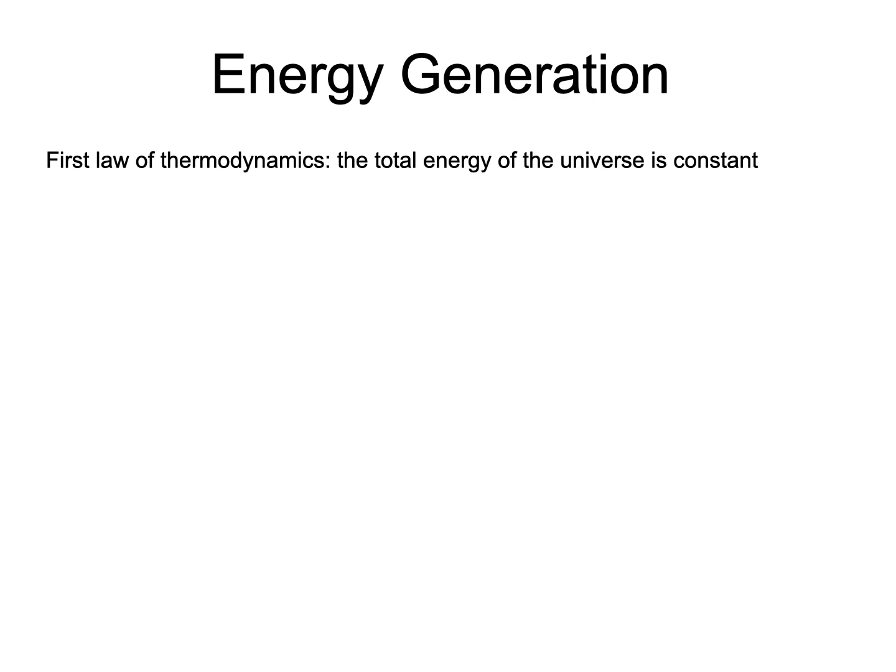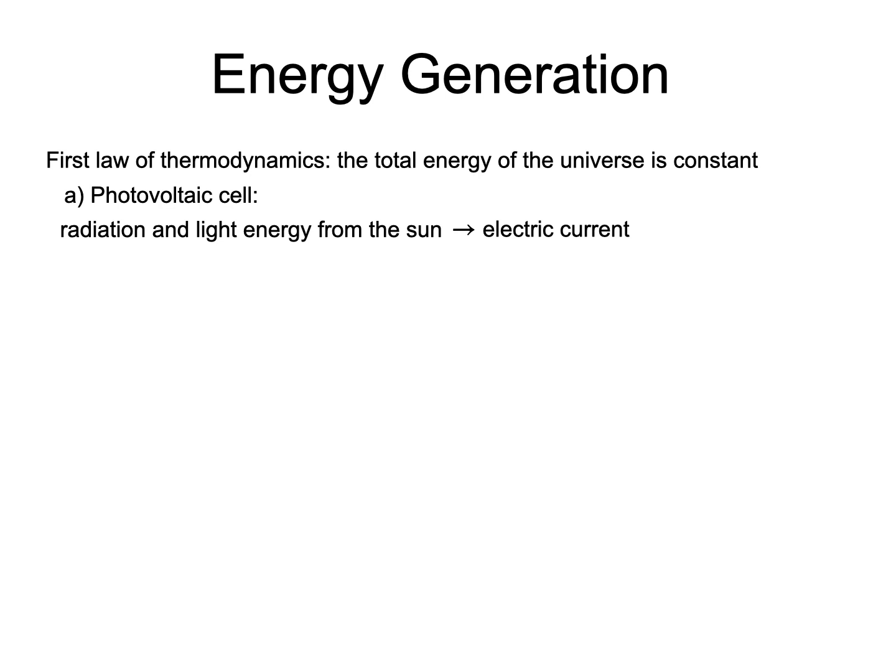The most direct way to achieve this is by using a photovoltaic cell, known also as a solar panel. It starts with radiation and light of the sun being captured by the cells. Electrons are dislodged in the semiconductors and form an electric current.